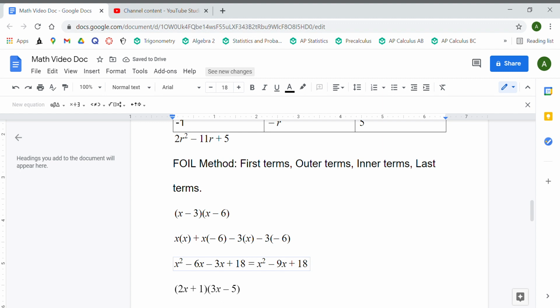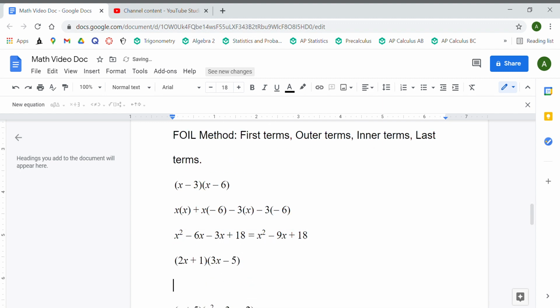Pretty cool, right? Alright, why don't you try this one out? It's 2x plus 1 times 3x minus 5. Don't use the distributive property or table. It might take a while to get done. So use the FOIL method. Alright, so pause the video and work this out on your own. Give it a try. See what happens.